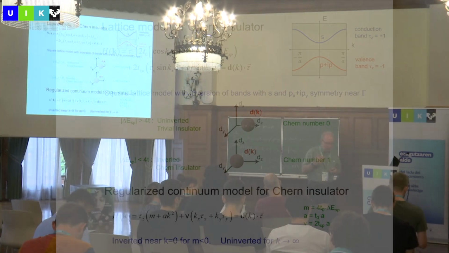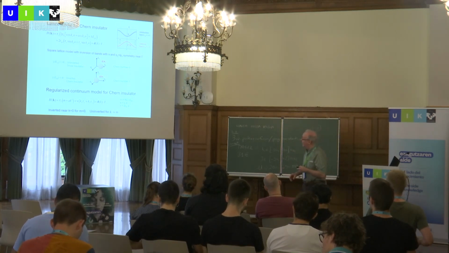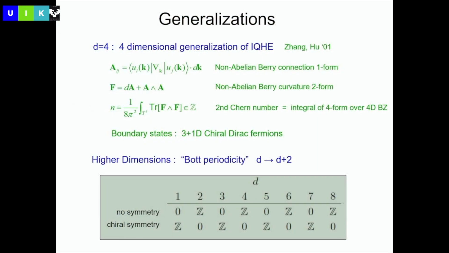So I want to finish up everything I have to say about topology without symmetry. One can generalize this notion of a Chern insulator to higher dimensions. For instance, in 4 dimensions, there's a 4-dimensional version of this Chern insulator, the 4-dimensional integer quantum Hall effect. And you do the same thing. You define a connection, but now you need to have multiple bands. So your connection is going to be a matrix. So it's a non-abelian Berry connection, which one can define. And if one defines that, then one can define the Berry curvature, and since it's non-abelian, it has these 2 terms.